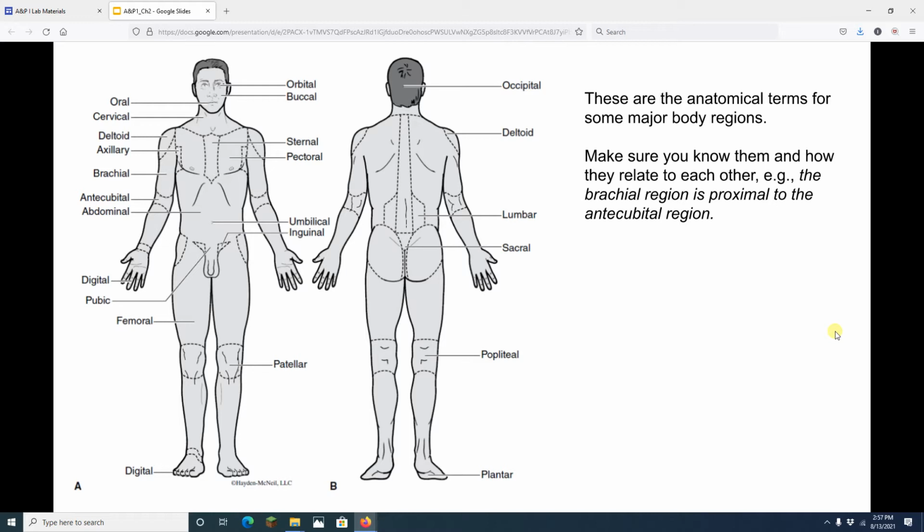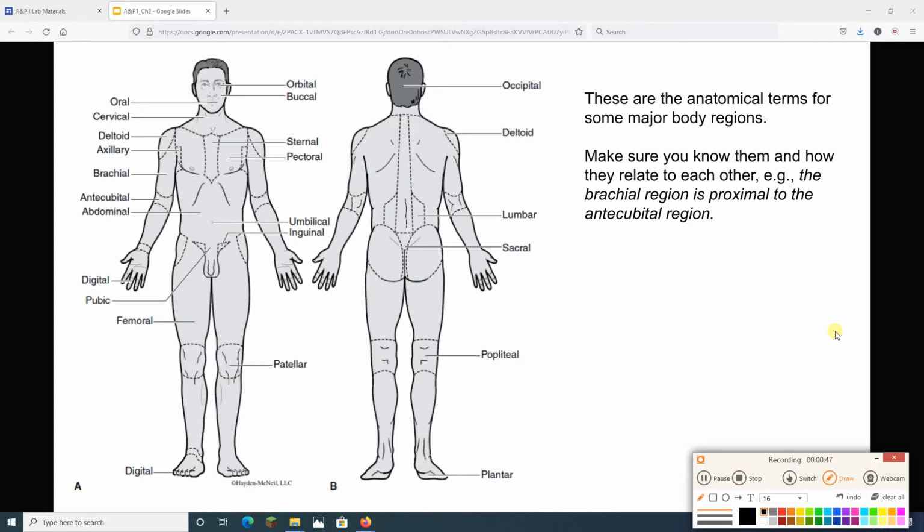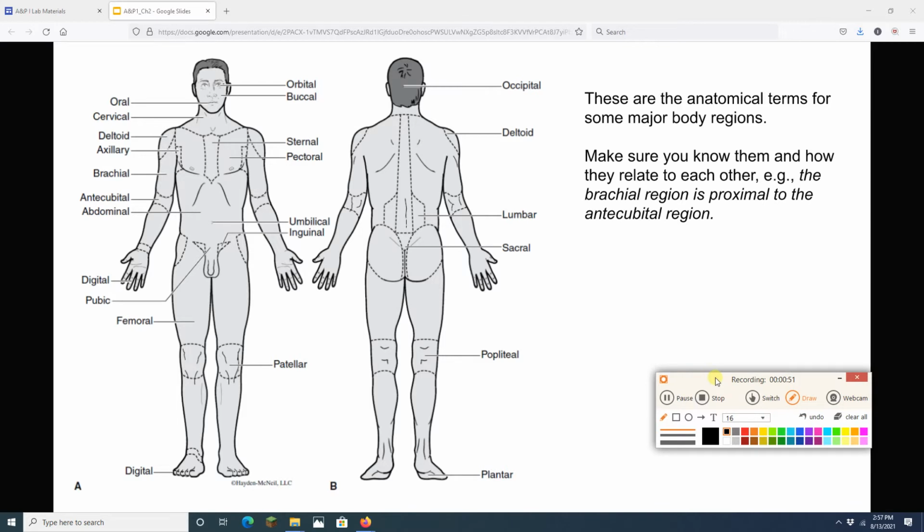And it is going over, not really going over, but pointing out the anatomical names for different regions of the body. Now, a lot of these you are going to be totally familiar with. Some of them might be a little bit new, okay, but a lot of them you know already. Now, let's run through these really quickly.